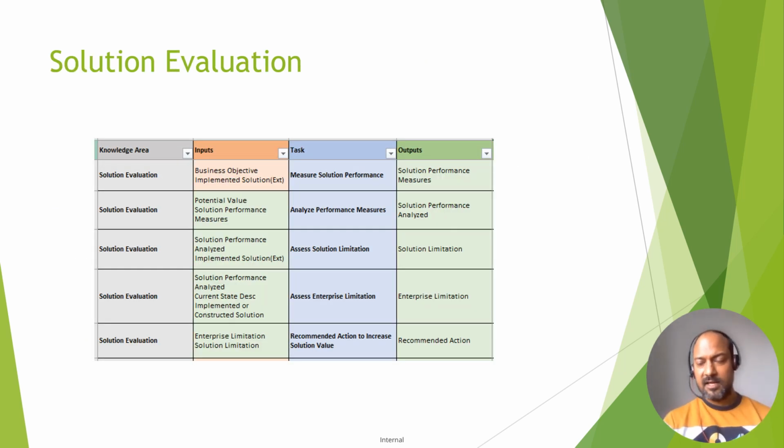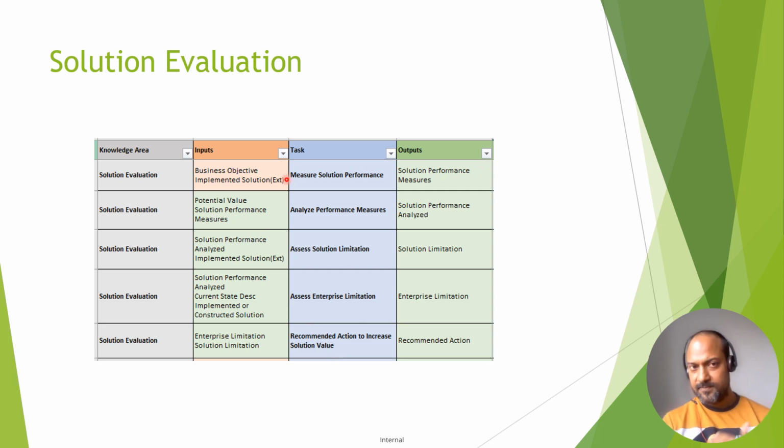Now, solution evaluation, we have these, I would say, five activities: measure solution performance, analyze performance measures, assess solution limitation, assess enterprise limitation, recommend actions to increase solution value.